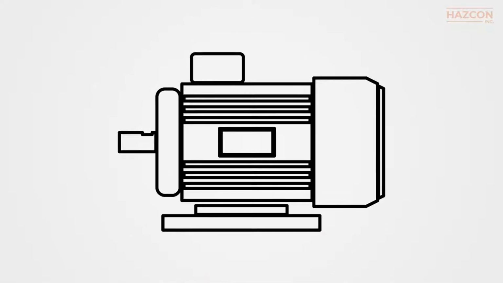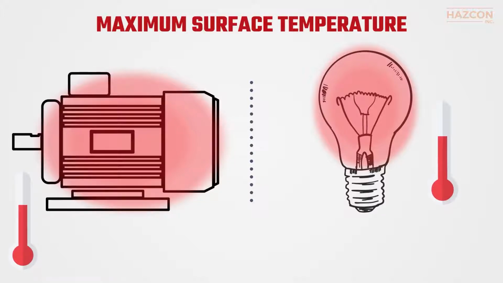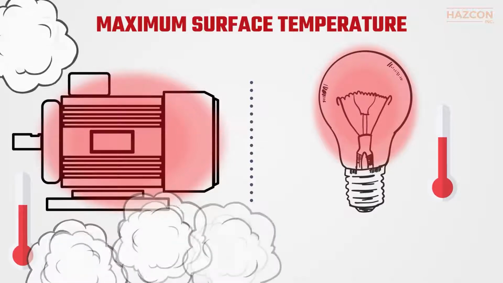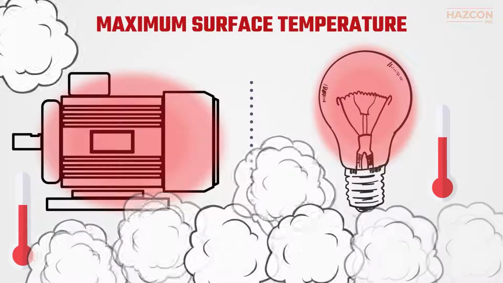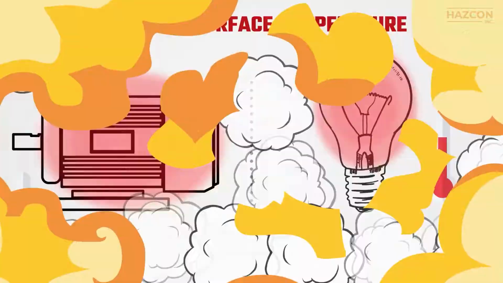Electrical equipment generates heat when in use, and hot surfaces can ignite explosive atmospheres. It is therefore especially critical to consider the maximum surface temperature that an electrical device may reach in service when installed in a hazardous environment where explosive gases are present.